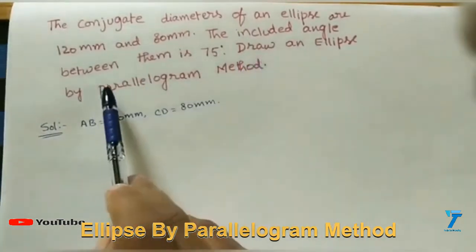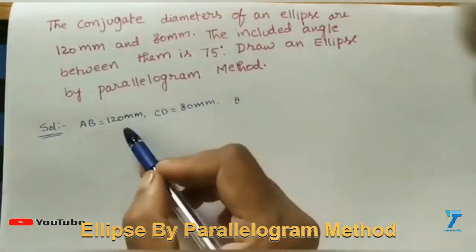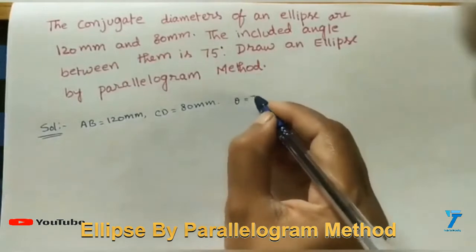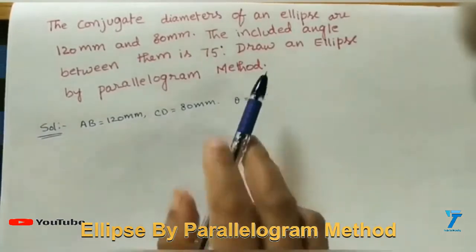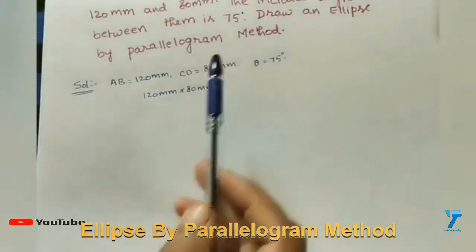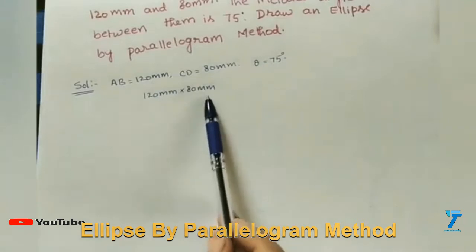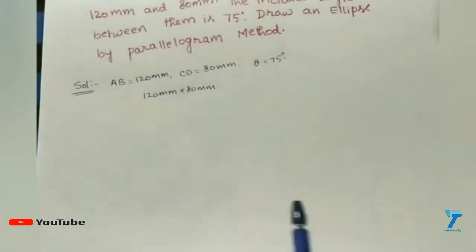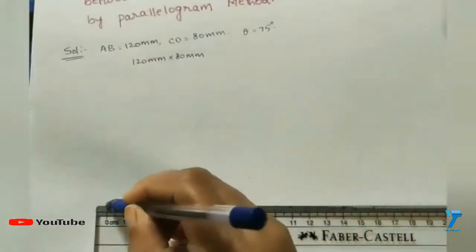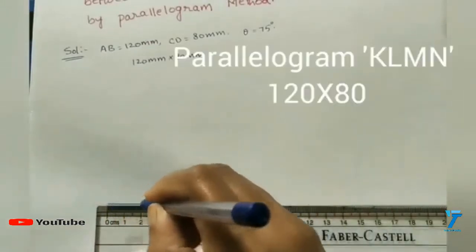The included angle between them is 75 degrees. Okay, let us take the angle between these two, major axis and minor axis, is 75 degrees. Draw an ellipse by parallelogram method. In this method, we need to build one parallelogram of sides 120 mm by 80 mm. Initially take width of the parallelogram, it is 12 cm. By using scale, take 12 cm.